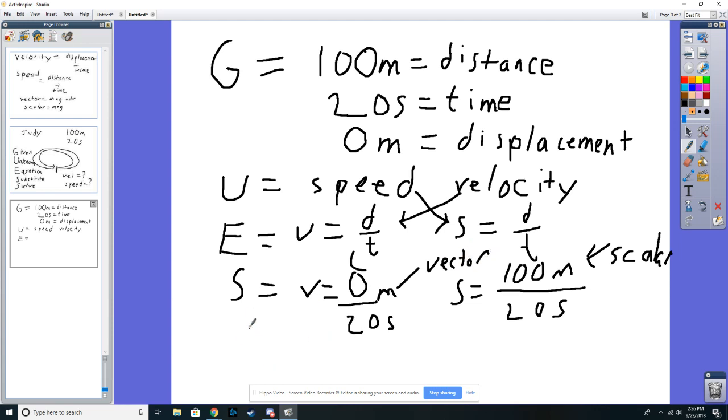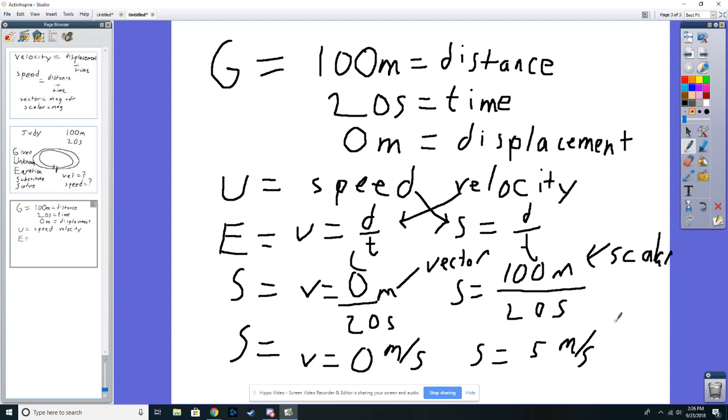So now we can just solve the last S. So on this particular one, 0 divided by 20, her average velocity is 0 meters per second. Her speed, 100 divided by 20, is 5 meters per second. So as you can see, completely different answers for speed and velocity. Hopefully this helps you out a little bit.